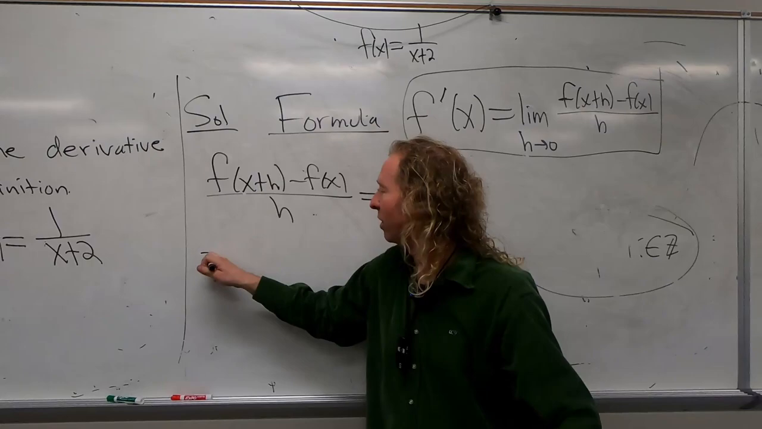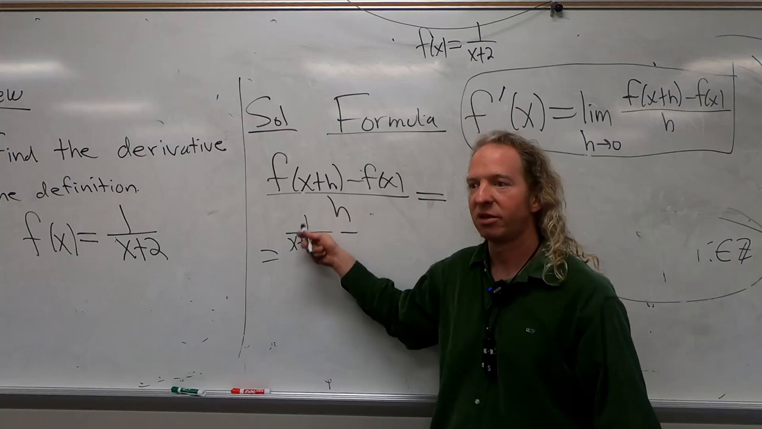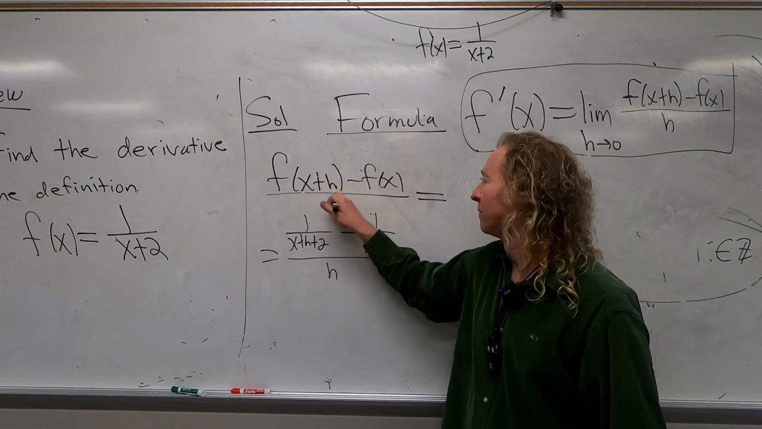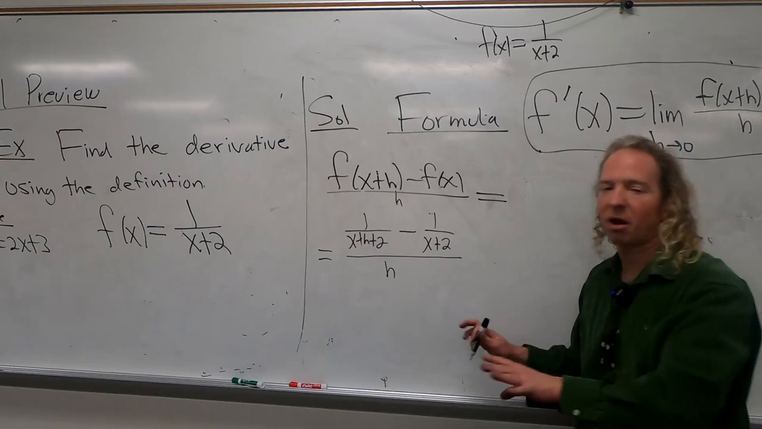Maybe I'll write it down here. Maybe this will make it better. Watch. This is this. This is this. This is this. This is this. And this is just f of x. And then you still have the h. Let me pause here and let you catch up. So this is this. This is this. I'll pause.